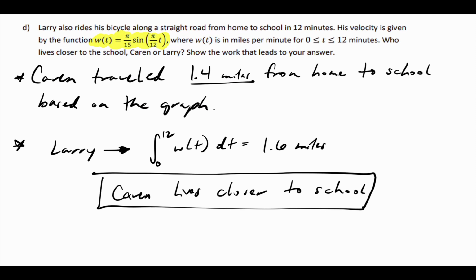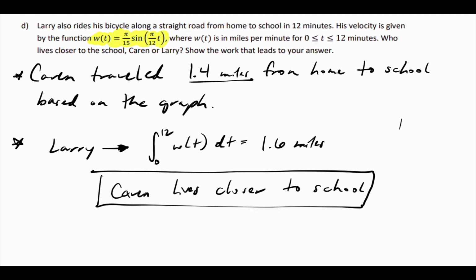It's Karen, right? Because Larry goes 1.6 in 12 minutes, right? Karen goes 1.4 in how many minutes? 6 minutes, right? So her speed is a little faster. Didn't ask that question, but it could. It's always just something there. Because don't assume that they travel the same speed. They don't.